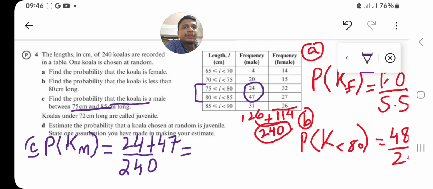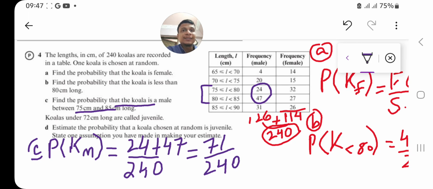So it becomes 71 divided by 240. Okay, so hope you are getting till part C. It is a very easy explanation from my side. If you have any questions, do let me know.